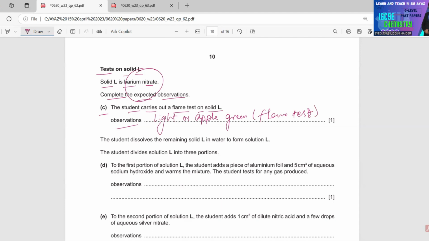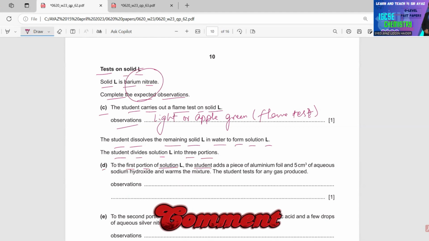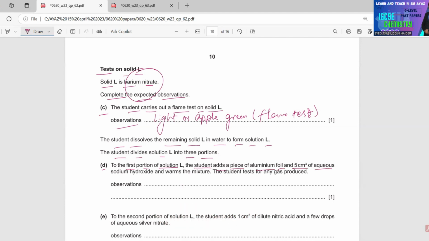They have already mentioned: the student dissolves the remaining solid L in water to form solution L. The student divides solution L into 3 portions. To the first portion of solution L, the student adds a piece of aluminum foil and 5 cm³ aqueous sodium hydroxide and warms the mixture. The student tests for any gas produced.